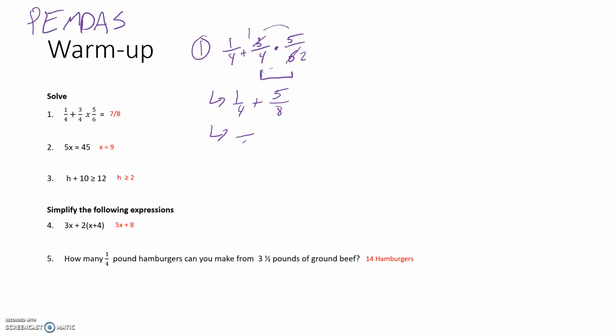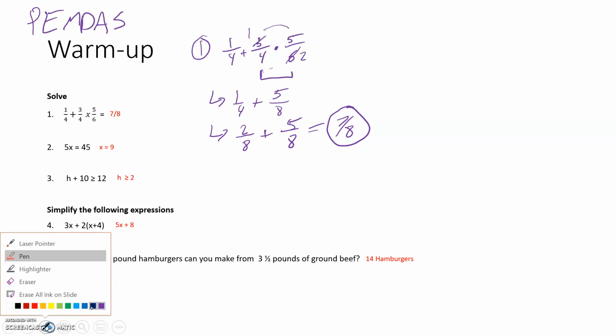So what I did was 4 times 2 is 8, so I get to multiply that 2 to the top, and I get 2 8ths plus 5 8ths. And if I add those together, I get 7 8ths, and that's my answer. All right, number 2.